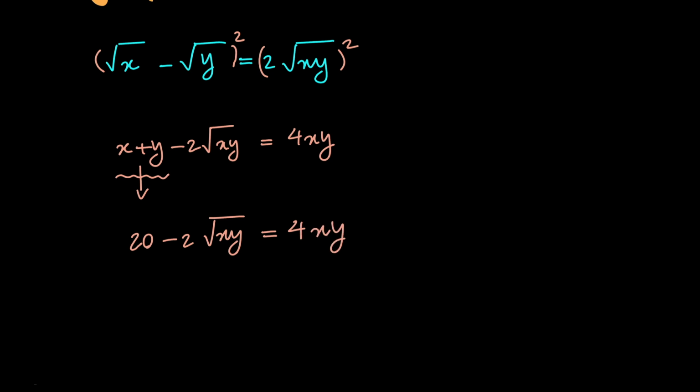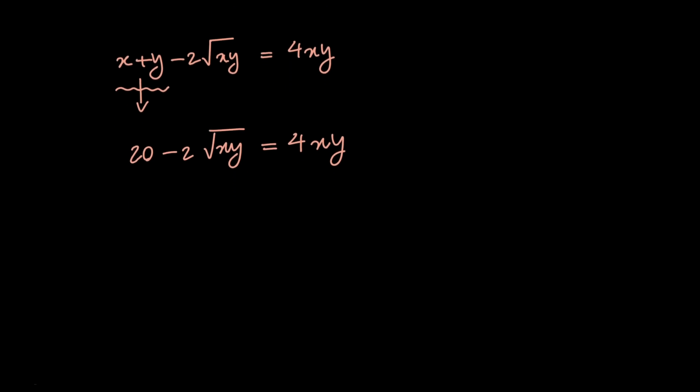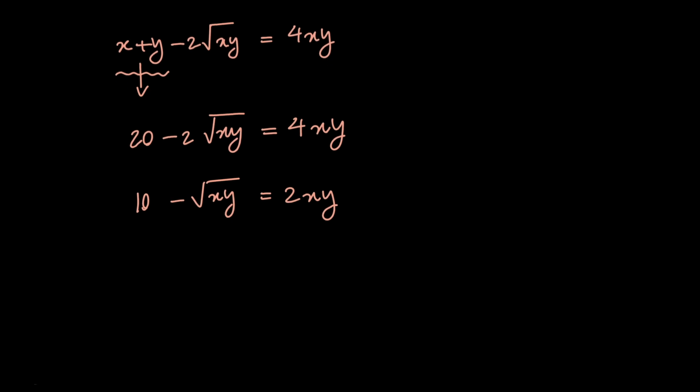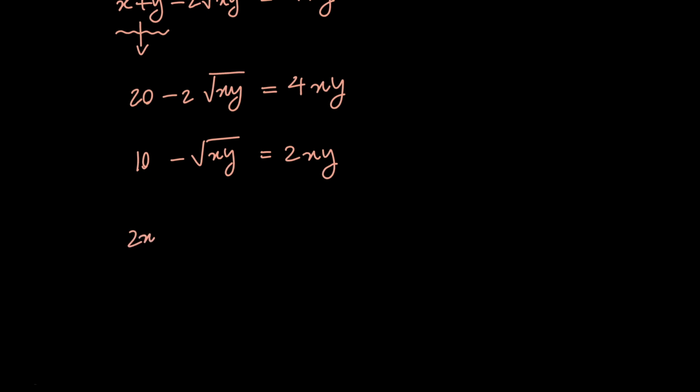Great. Now, if you look at this, everything is divisible by 2, so I'm going to divide everything by 2. So we're going to get 10 minus the square root of xy equals 2 times xy. Great. Next, let's move everything on the same side. So I'm going to write this as 2xy plus the square root of x times y minus 10 equals 0.